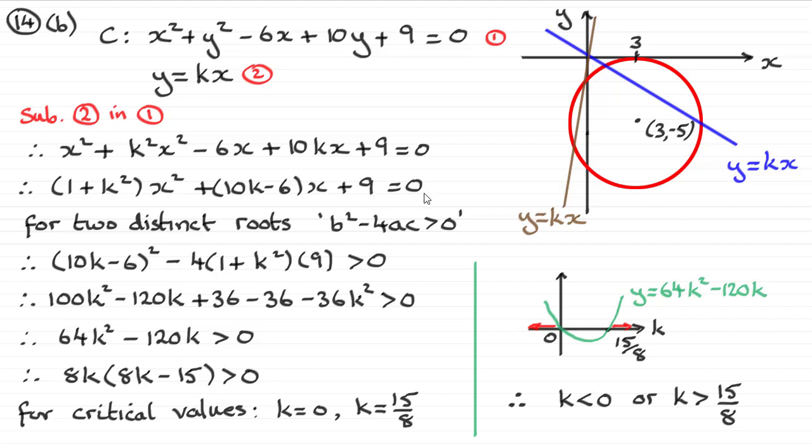equaling 0. So we know that for 2 distinct roots, 2 different solutions, in other words, that discriminant b squared minus 4ac has got to be positive, greater than 0. So I've taken my b part, 10k minus 6, there it is, and squared it for b squared, minus 4 times the a part, the 1 plus k squared, times the c part, the 9. Okay, so it's greater than 0.